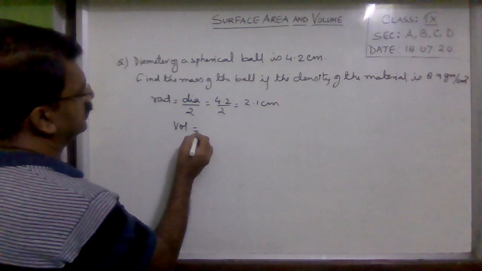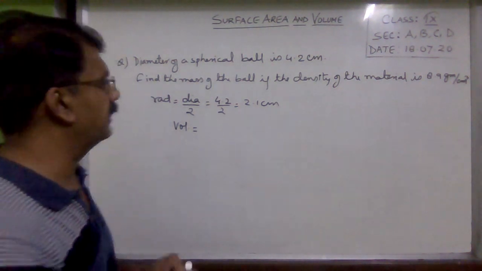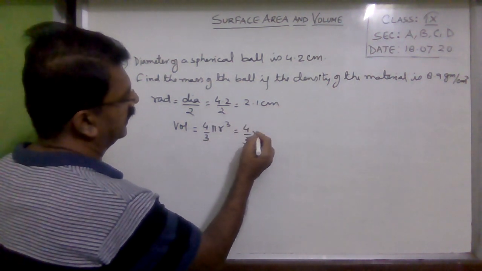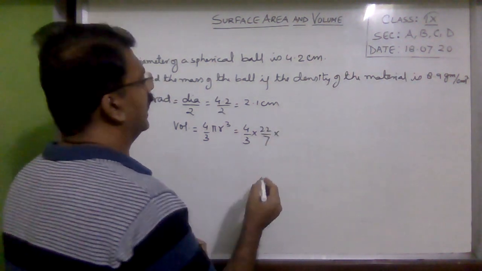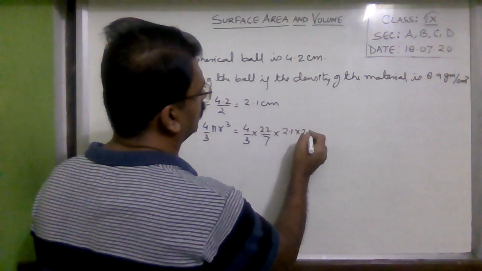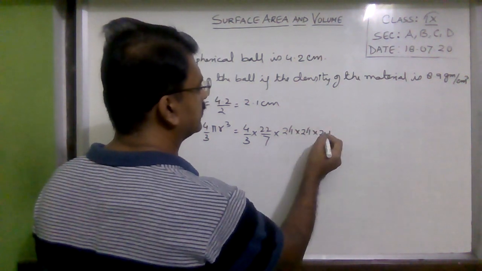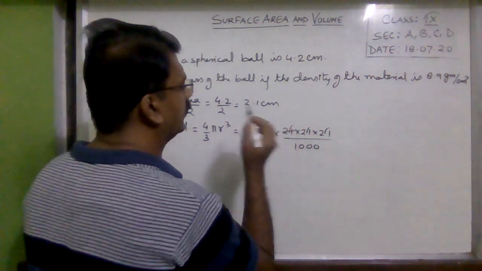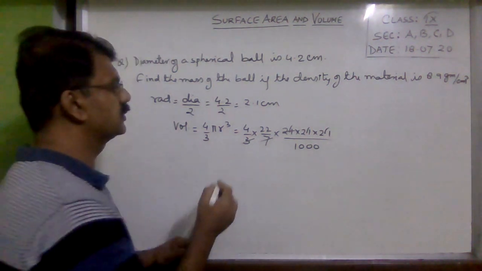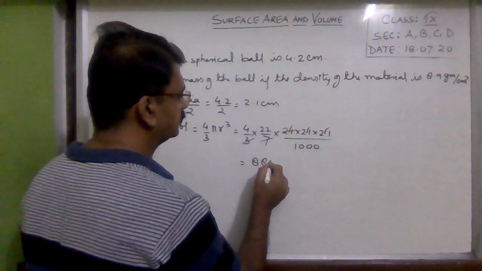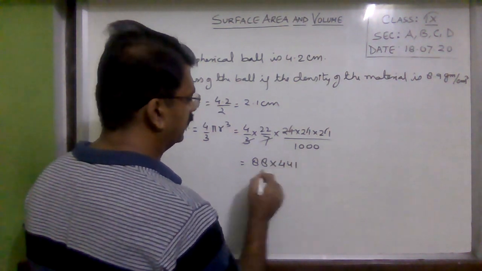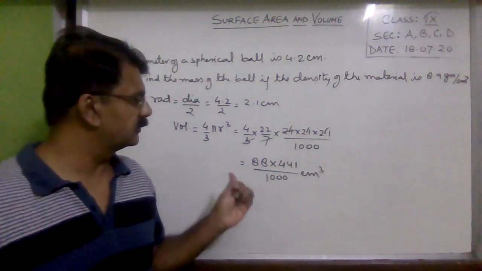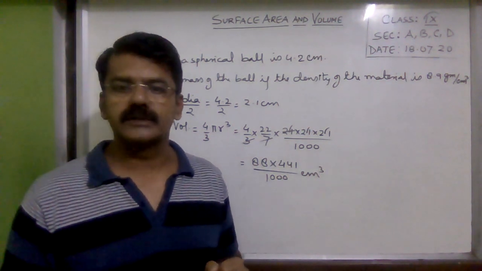Now the volume, as you know, the volume of a sphere is 4 by 3 pi r cube. That is 4 by 3 into 22 by 7 into 2.1 into 2.1 into 2.1. If we remove these three decimals, then we'll have 1000 over here. Now 7 3s are 21, so 21 is cancelled. Clear? So it is 88 into 441 upon 1000 centimeter cube.